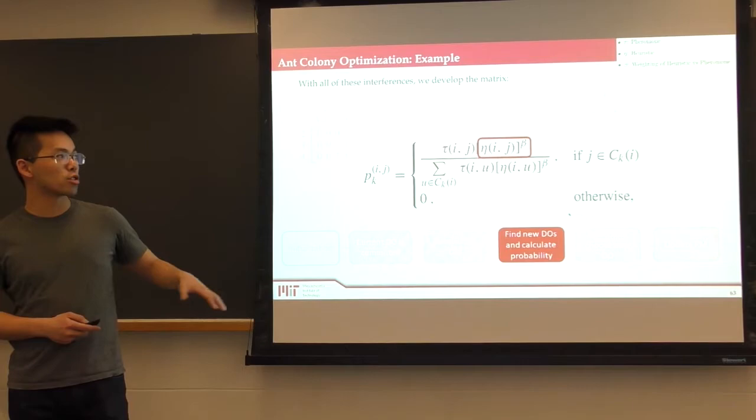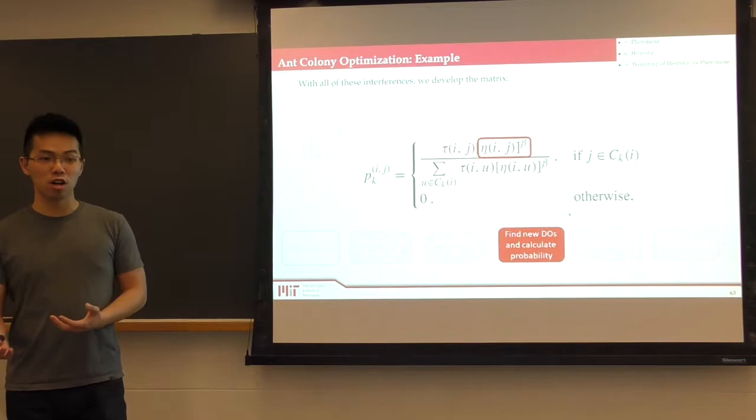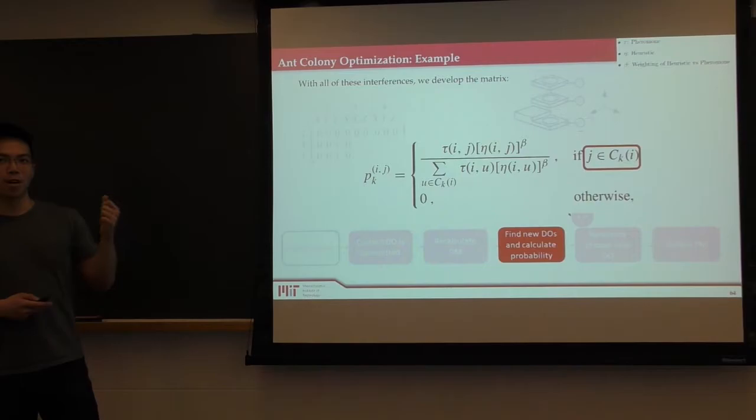And then there's also the weighting of the heuristic versus the pheromone. It's not necessary that you care about them at a one-to-one ratio or that you even care about the pheromone that much at all. You might just weight your heuristic completely, right? And so beta would be how you modify that. Now that said, this is only for nodes that are possible to reach from the current node you're at.